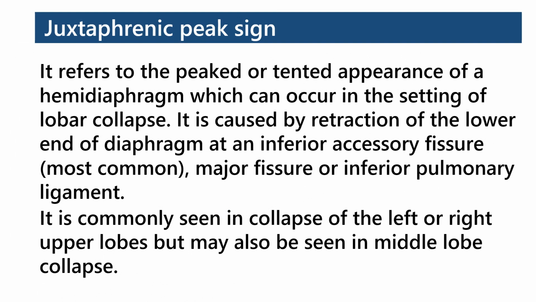Juxtaphrenic peak sign refers to the peaked or tented appearance of a hemidiaphragm, which can occur in the setting of lobar collapse. It is caused by retraction of the lower end of diaphragm at an inferior accessory fissure, major fissure, or inferior pulmonary ligament. It is commonly seen in collapse of the left or right upper lobes, but may also be seen in middle lobe collapse.